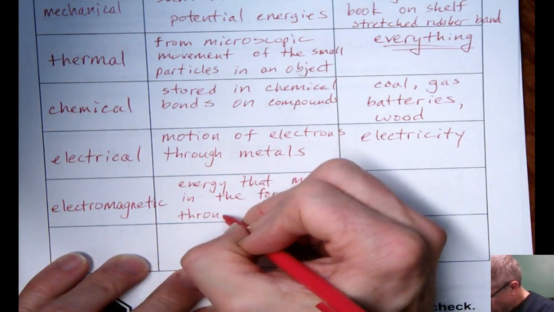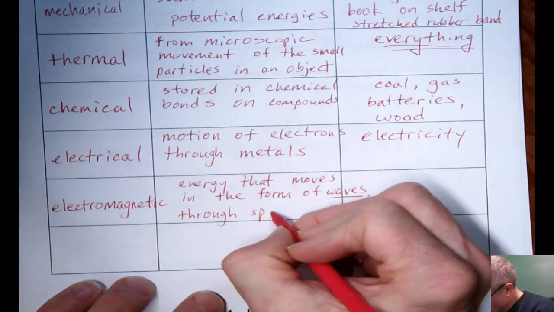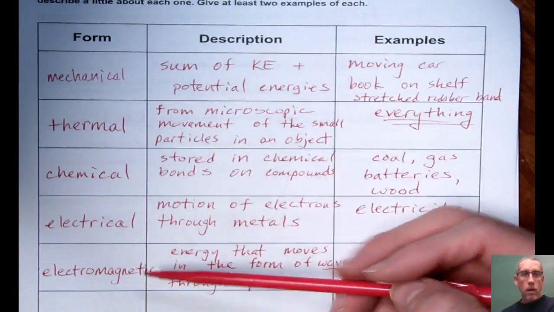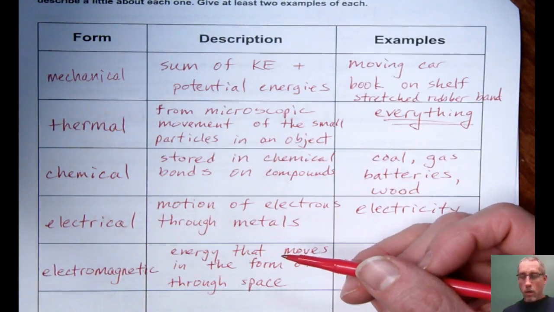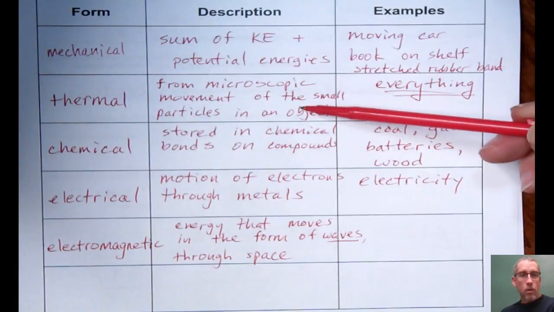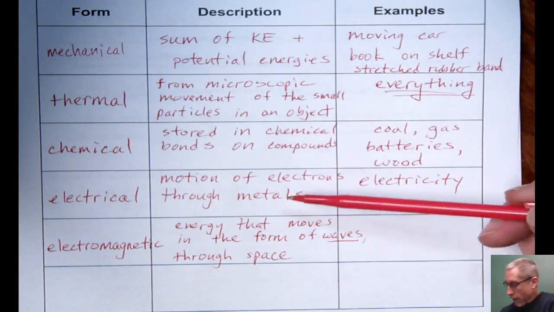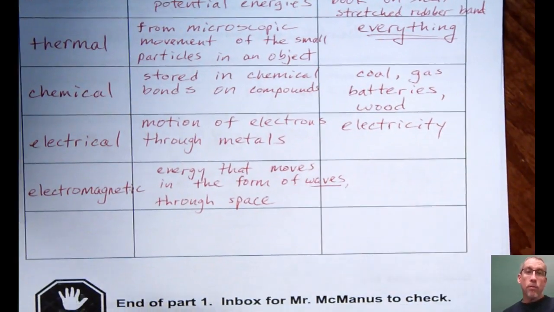And it's kind of unique because it's the one form of energy that we have among all of these that can move through space. Now, it doesn't only move through space, but everything else on our list here requires some kind of stuff, some matter, some mass. So we have to have little particles in order to have thermal energy. We have to have atoms in order to have chemical energy. We need electrons to have electricity. But electromagnetic energy can move through space, which means nothingness.